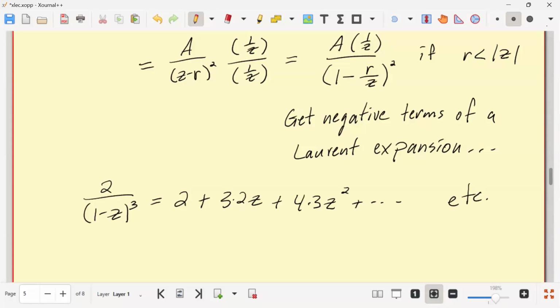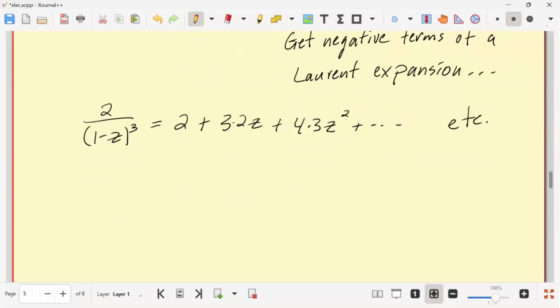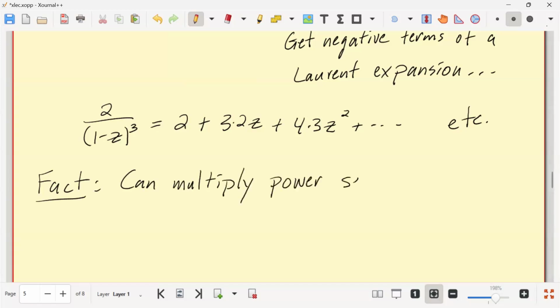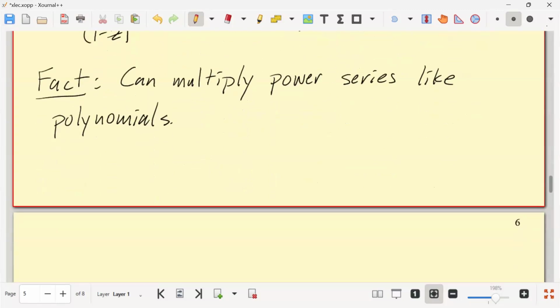There was one more thing I wanted to mention today, and that is a fact I sort of skipped when we were doing power series. The fact is you can multiply power series like polynomials. And the demonstration of that turns out to be quite straightforward.